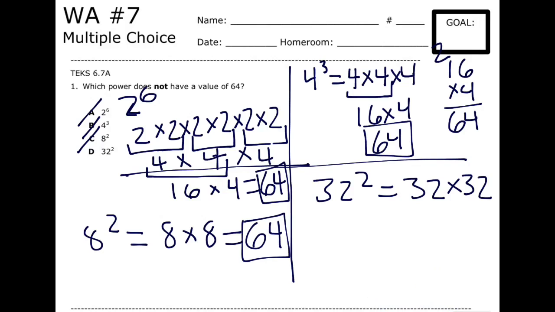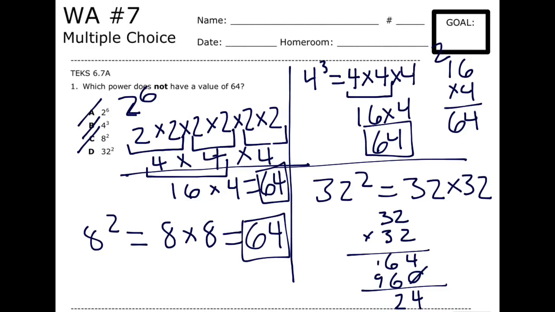So let me put the same stuff I just had times 32. I got 4, 6, 0, 6, 9. So I got 4 plus 0 is 4. 6 plus 6 is 12. 9 plus 1 is 10. I got 1024. So 32 to the 2nd power is not 64. It is 1024. So my answer is D, 32 to the 2nd power.